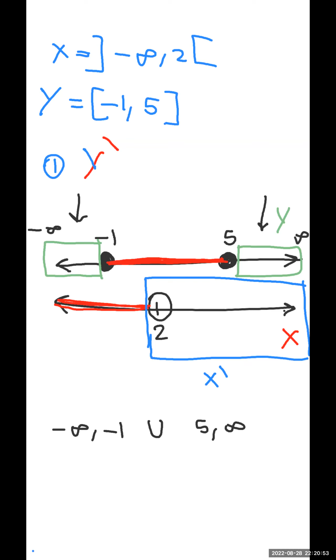Negative infinity is already open. -1, are we supposed to put it closed? No. Why? Because it already exists in Y. We need it open. What about 5? Also no. Infinity is open by default. So this is the solution.